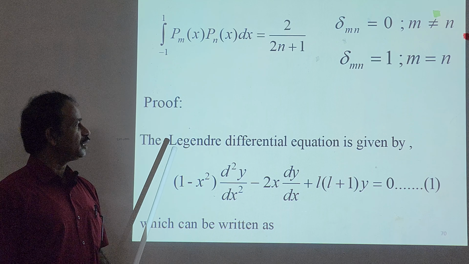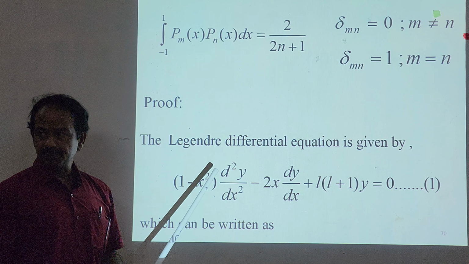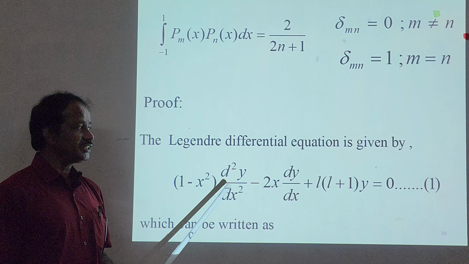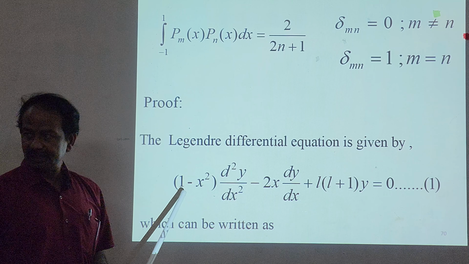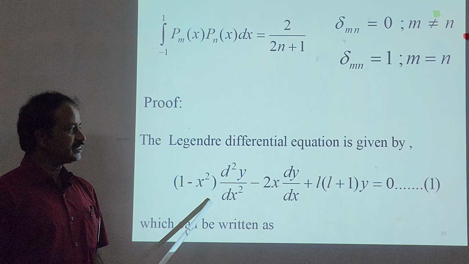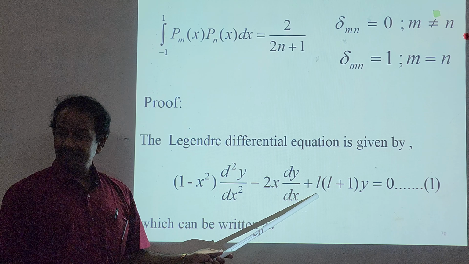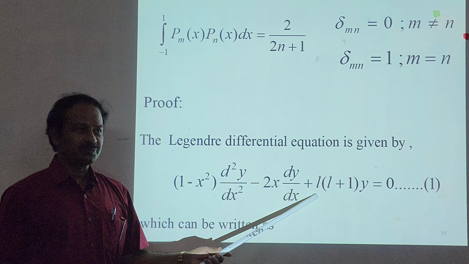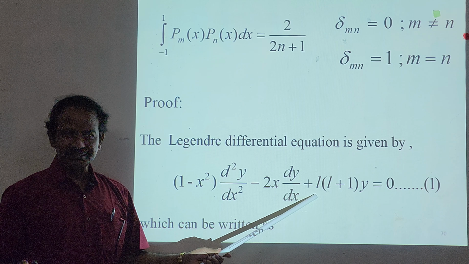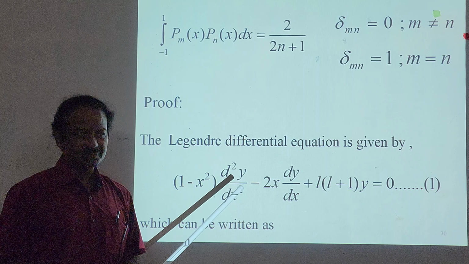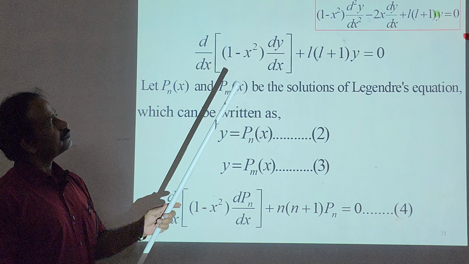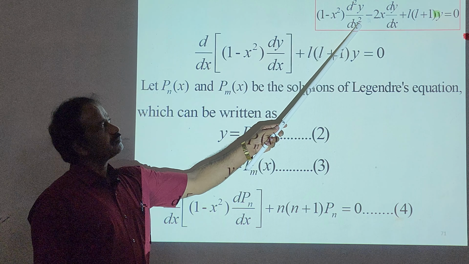Now we are going to prove the orthogonal property using the Legendre differential equation. So this is your Legendre differential equation. Very simple, we already studied it earlier. Earlier it was written with n, now we have inserted L. It doesn't matter. L is a constant here as far as mathematical physics is concerned. So this is our equation.